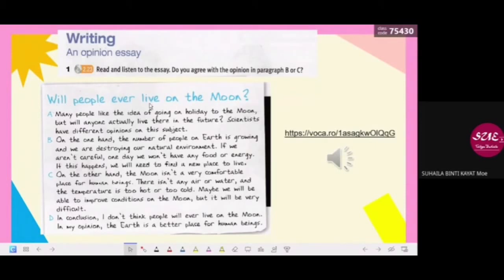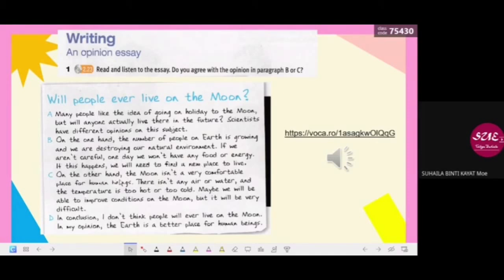Will people ever live on the moon? Many people like the idea of going on holiday to the moon. But will anyone actually live there in the future? Scientists have different opinions on this subject. On the one hand, the number of people on Earth is growing and we are destroying our natural environment. If we aren't careful, one day we won't have any food or energy. If this happens, we will need to find a new place to live.